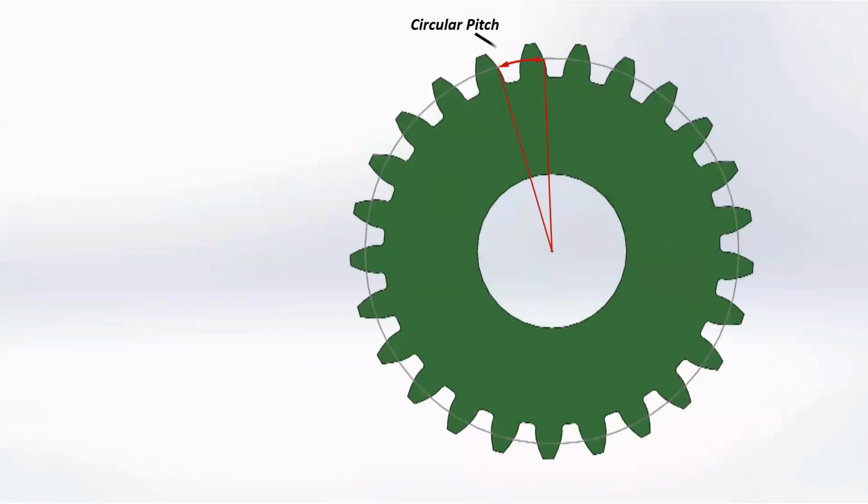Circular pitch. It is the distance measured along the pitch circle between two similar points on the adjacent teeth. Mathematically, circular pitch is equal to the circumference of pitch circle divided by the number of teeth, that is equal to pi into dp divided by the number of teeth.